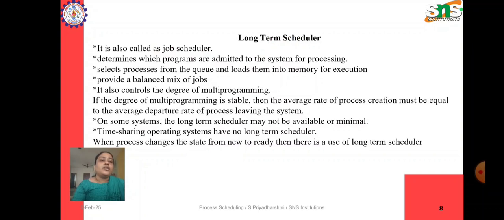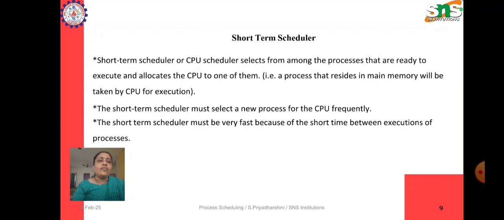The long-term scheduler can also be called the job scheduler. It determines which programs should be admitted to the system for processing. It selects processes from the queue and loads them into memory for execution. It also controls the degree of multiprogramming. The short-term scheduler is otherwise called the CPU scheduler. It selects from among the processes that are ready to execute and allocates the CPU to one of them. The short-term scheduler must select a new process for the CPU frequently. This scheduler should be very fast because of the short time between executions of processes.